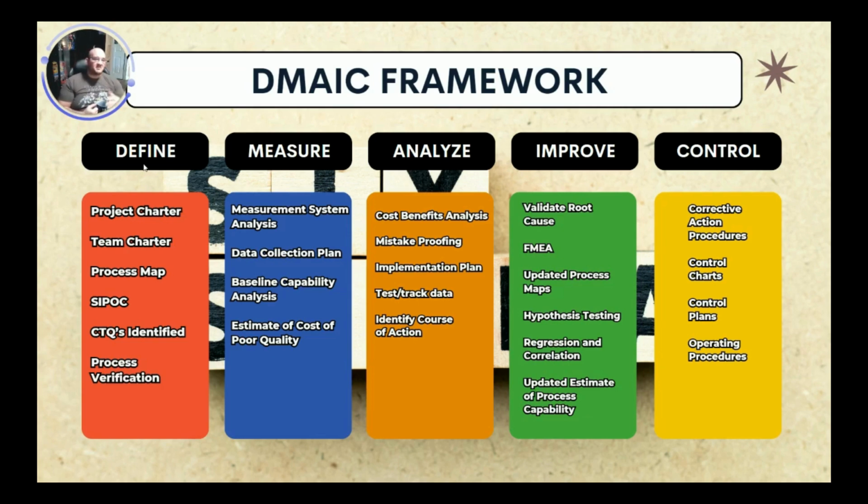This then goes to mistake proofing. How do you error-proof something? How do you do the implementation plan? You know, we can talk about ideas all day, but unless we put a plan together, we're going to be continuously talking about it instead of continuously improving. How are we going to test and track that data, right? And we identify a course of action from this analyze phase.